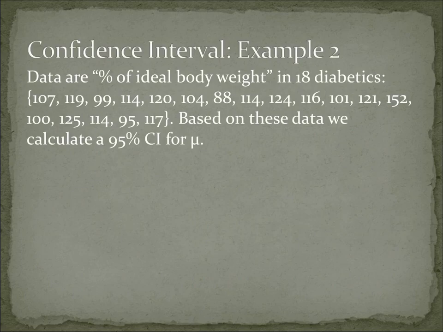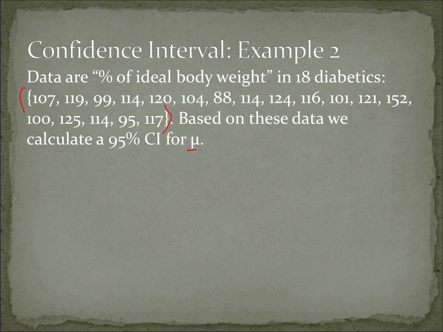So here we have our confidence interval example number 2. Data are the percent of ideal body weights in 18 diabetics. Here's our data. Here's our 18 body weight examples. So based on this data, we want to calculate a 95% confidence interval for mu.